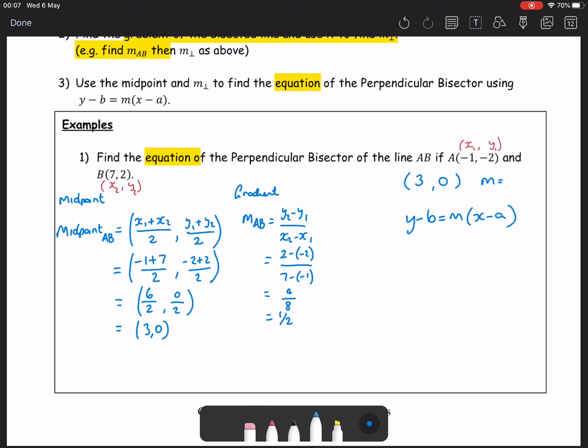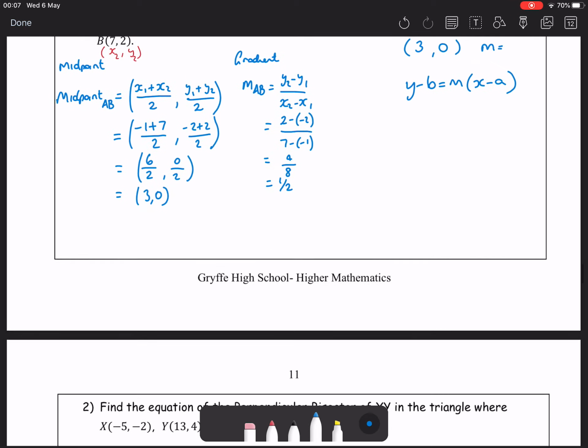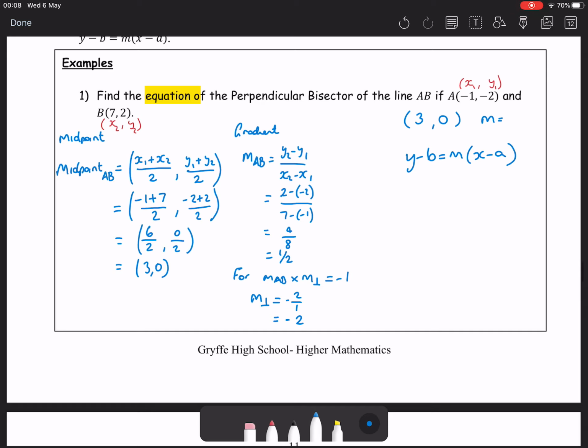However, we're looking for a perpendicular gradient. For m_AB times the perpendicular gradient to equal -1, our perpendicular gradient must equal the negative reciprocal, so -2/1, which is equal to -2. Flip it and make it negative. That gives us the gradient of the line perpendicular to AB, therefore the gradient of our perpendicular bisector.